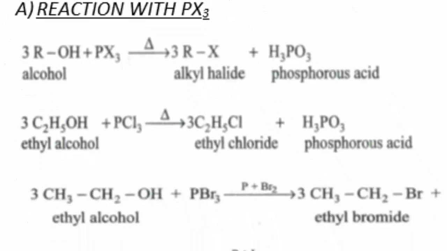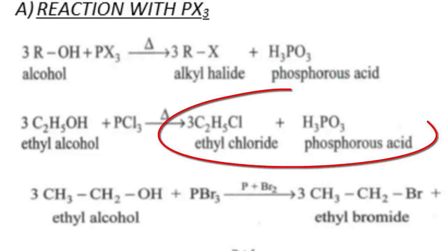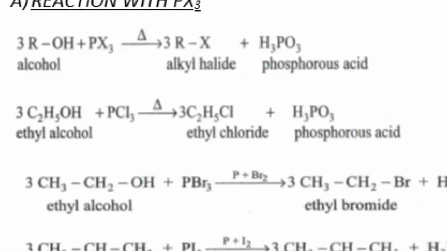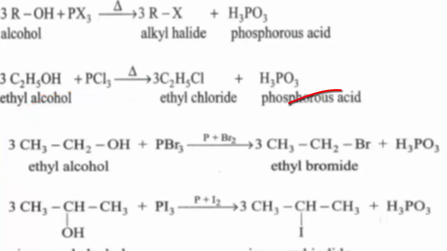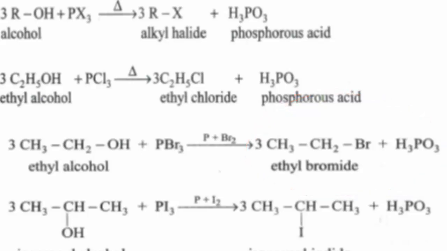So when ethyl alcohol reacts with phosphorus trichloride, it will give you 3 molecules of ethyl chloride with the formation of phosphorus acid. In a similar way, when we are reacting 3 molecules of ethyl alcohol with PBr3, we'll get 3 molecules of ethyl bromide with the formation of phosphorus acid, that is H3PO3.